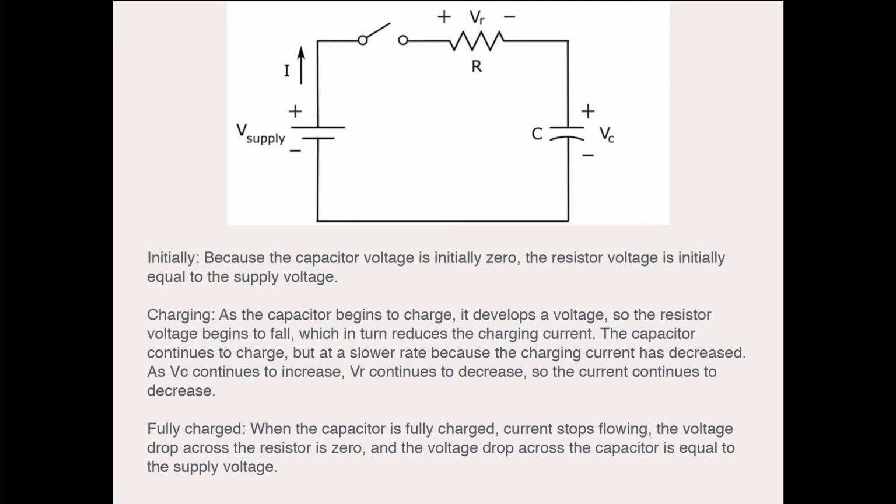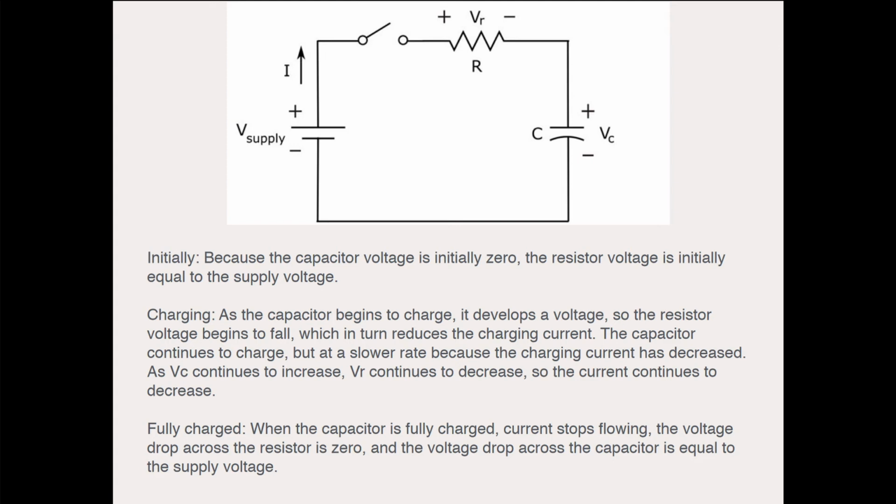Initially, because the capacitor voltage is at 0, the resistor voltage is equal to the supply voltage at the very, very start. But as the capacitor begins to charge, it develops a voltage. So the resistor voltage begins to fall, which in turn reduces the charging current. The capacitor continues to charge, but at a slower rate until the charging has stopped. As the voltage across the capacitor continues to increase, the voltage across the resistor continues to decrease, and so the current continues to decrease.